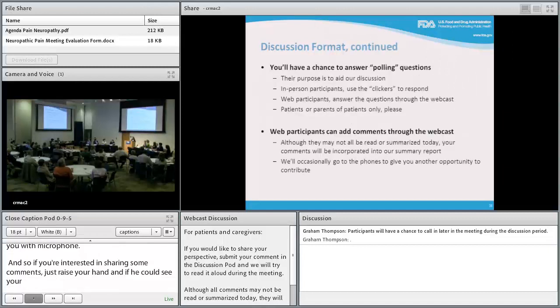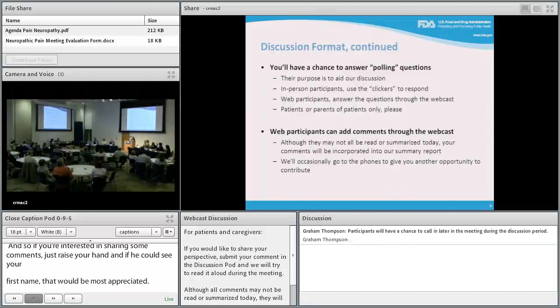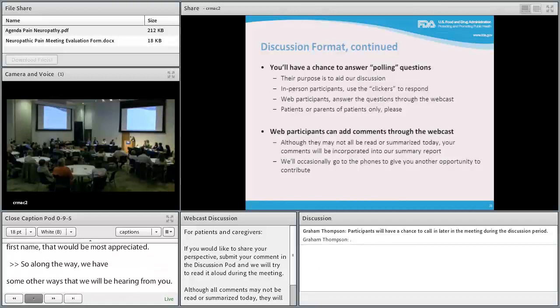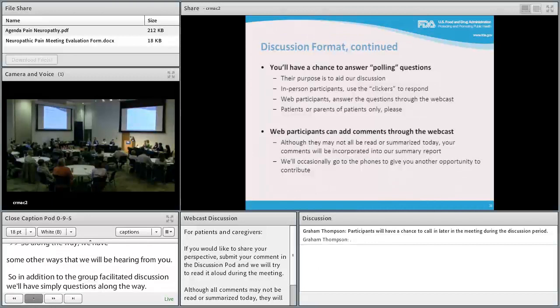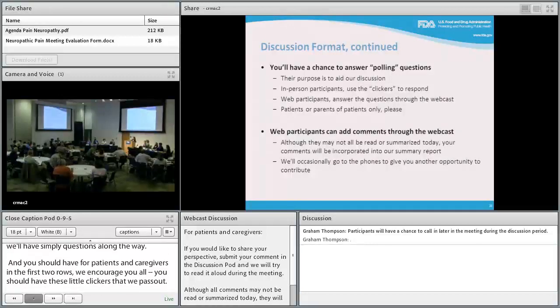So along the way, we have some other ways that we'll be hearing from you. In addition to the group facilitated discussion, we'll have some polling questions along the way. And you should have, for patients and caregivers in the first 2 rows where we encouraged you all to sit, these little clickers that we've passed out. And we're going to test those out in just a bit. And actually, Shannon, would you mind passing clickers out to our panelists also?